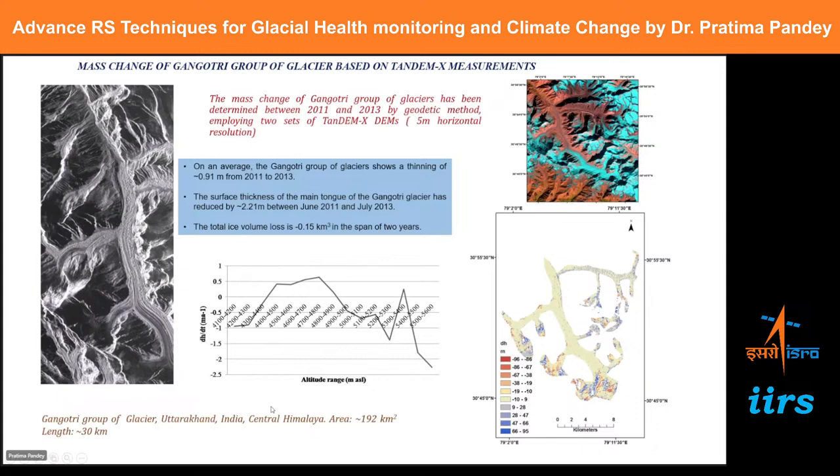This is an example from Gangotri Glacier. This is the Gangotri Glacier, and we have computed the change in the mass or change in the volume of the surface volume of the glacier through DEM of 2011 and DEM of 2013 using the geodetic method.